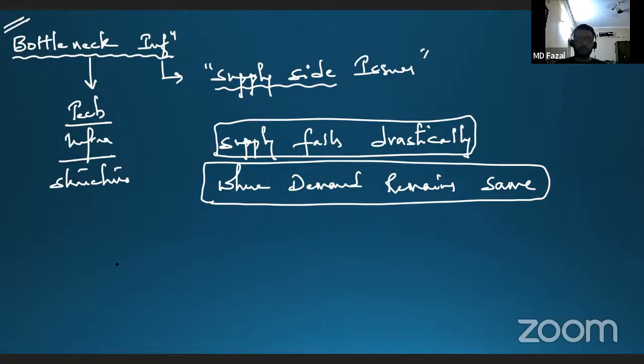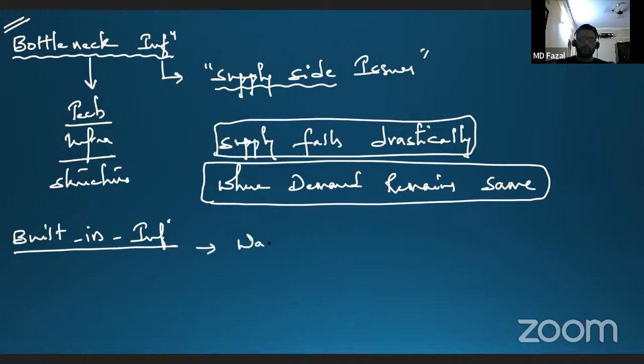Remember, these are the most important terms which I have picked from the newspaper so that you people can easily understand them and apply them in your preliminary examination. So we are done with bottleneck inflation, and the next type of inflation is built-in inflation.